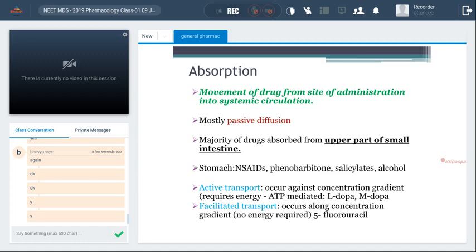Then I told you, mostly drugs go into the circulation by passive diffusion. The drugs which require active transport, that means active means they need energy because they're going against the concentration gradient. If they're going towards the concentration gradient, they don't need any energy. So there are drugs which go against the concentration gradient and they require energy in the form of ATP. And examples for that are levodopa and methyldopa. So you can remember as L-dopa and M-dopa, popular examples.